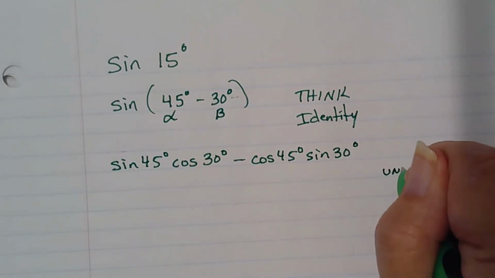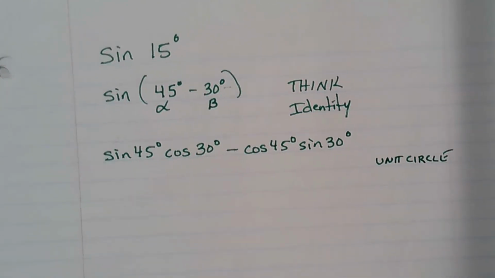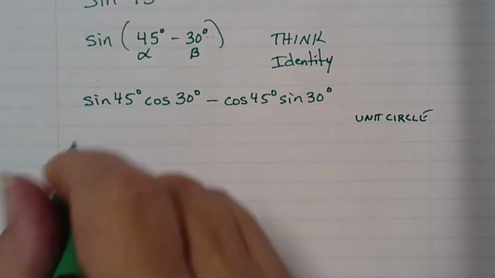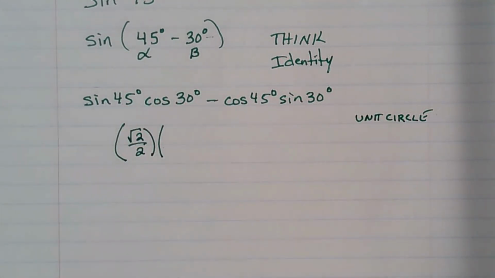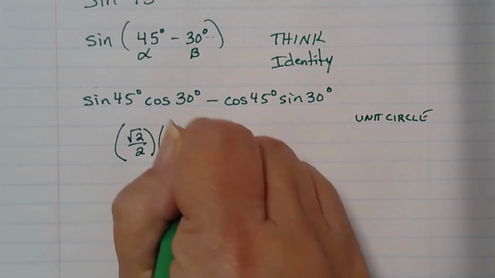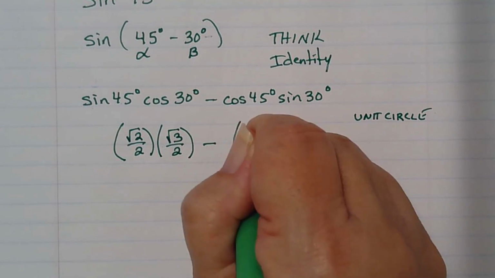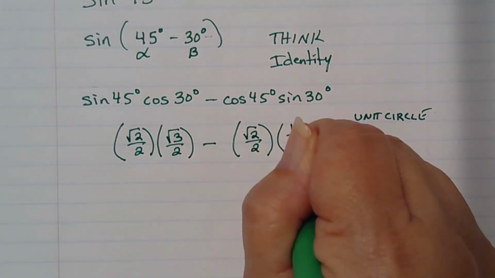Now I go to my unit circle. And I'm finding the value of each part here. So what is the sine of 45 degrees? Everybody should know that by heart. Square root of 2 over 2. What's the cosine at 30 degrees? Square root of 3 over 2. Cosine of 45 degrees? Square root of 2 over 2. And sine of 30 degrees? 1/2.